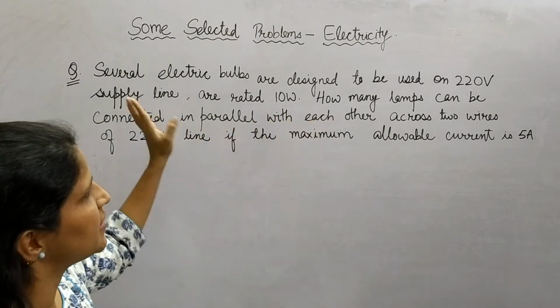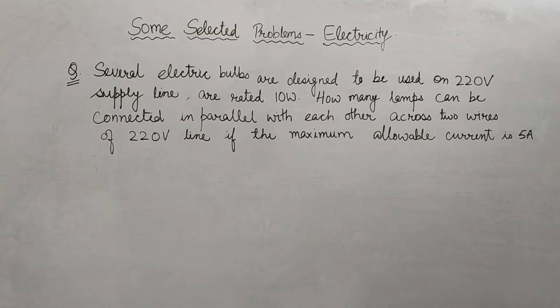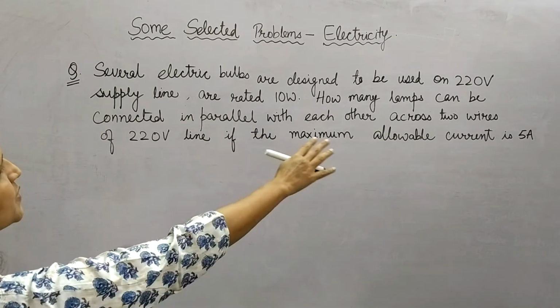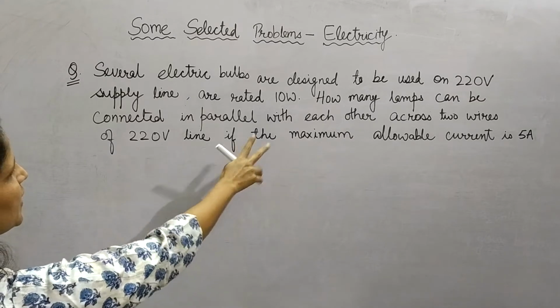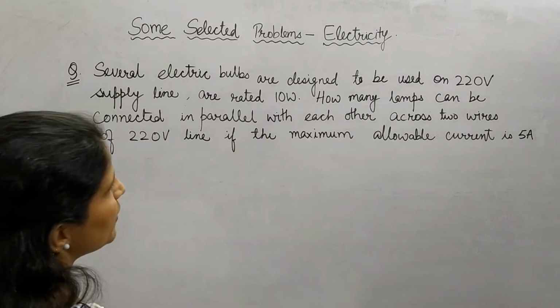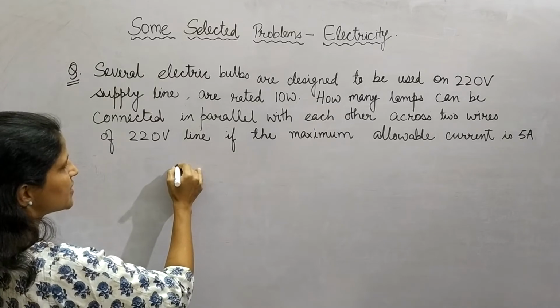Further, the question goes like this: how many lamps can be connected? These are bulbs only. This is an NCERT question, it is printed like that. How many bulbs can be connected in parallel with each other across two wires of 220 volt line if the maximum allowable current is 5 amperes.